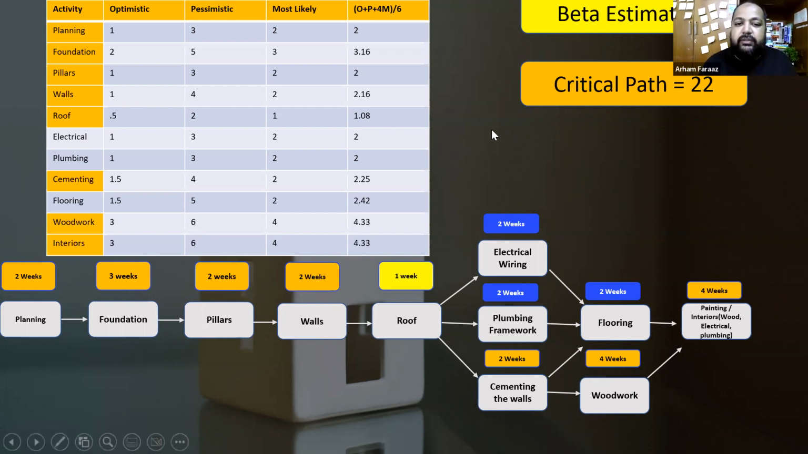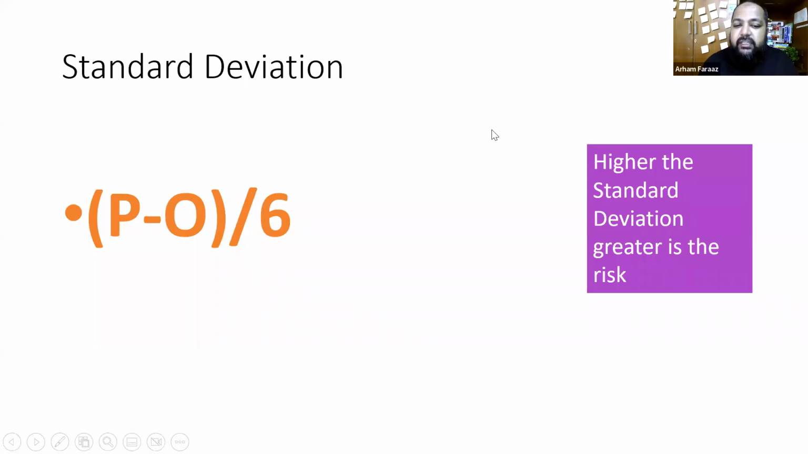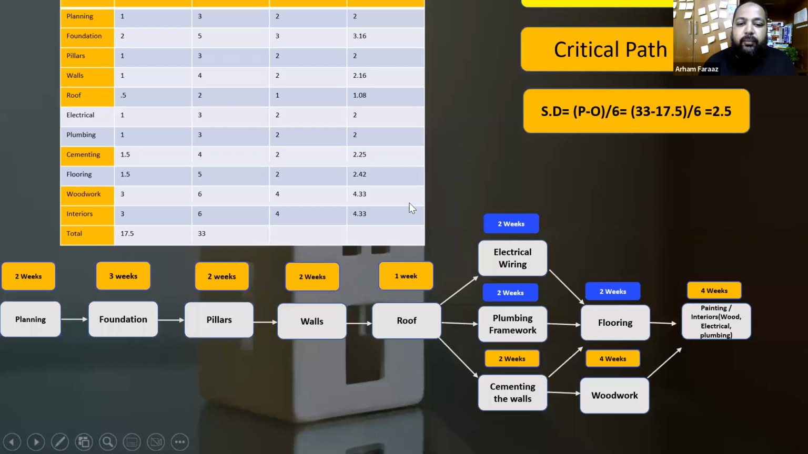Let's try to see what the standard deviation is now. Standard deviation is (P minus O) by 6. The greater the standard deviation, the higher the risk. If you put that in the previous formula in the table, the pessimistic is 33 weeks and the optimistic is 17.5. So (P minus O) by 6, 33 minus 17.5 by 6, is 2.5. That's the standard deviation we have.